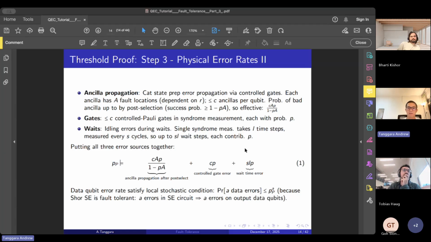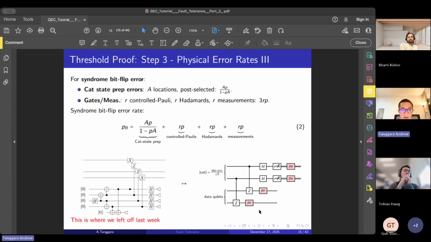The physical qubit errors are given by this equation one. Because the Shor syndrome extraction is fault tolerant, the probability of having data errors inside that syndrome extraction circuit is bounded by PP to the A. So this is where we left off last week.